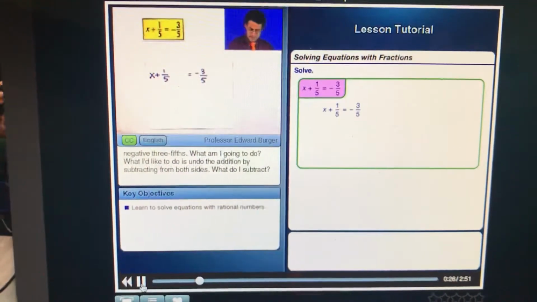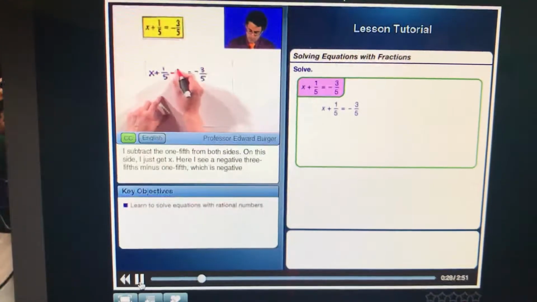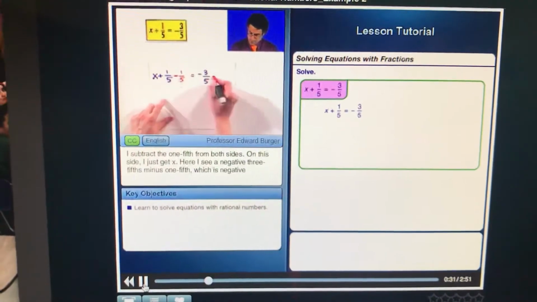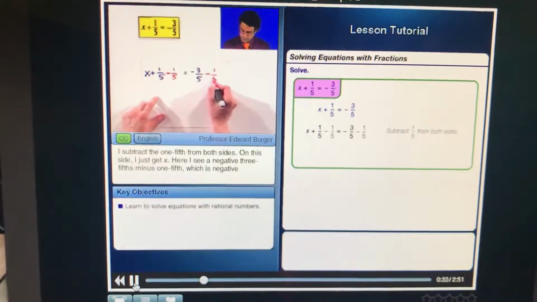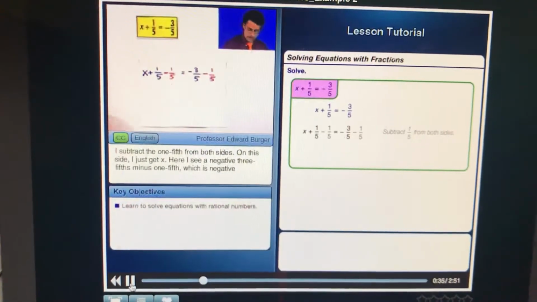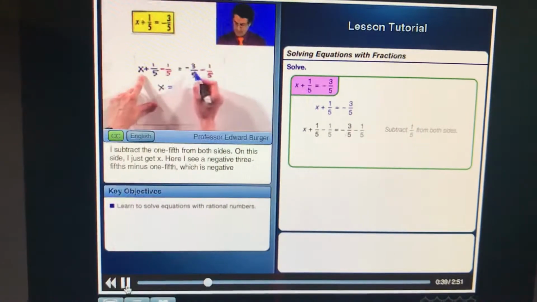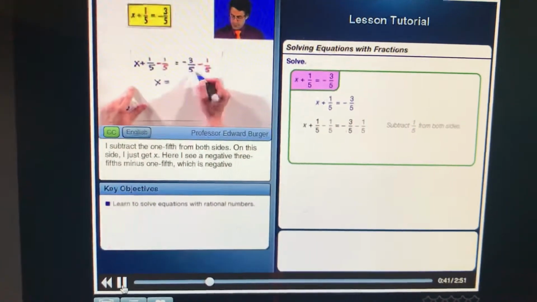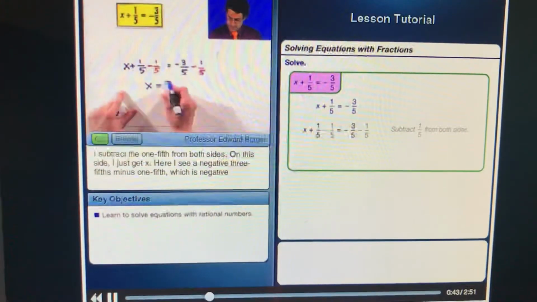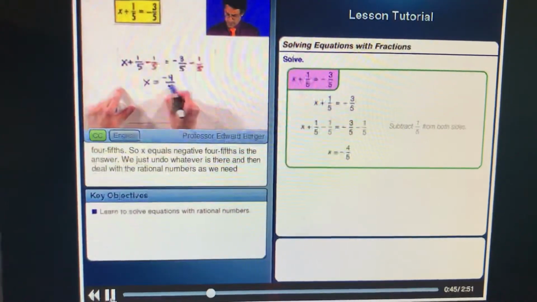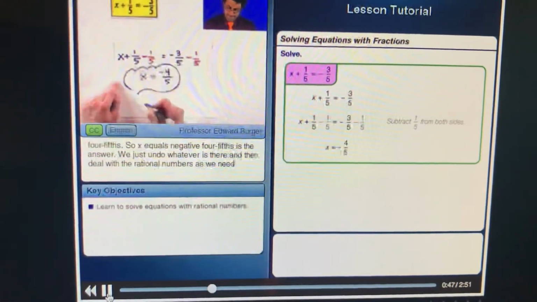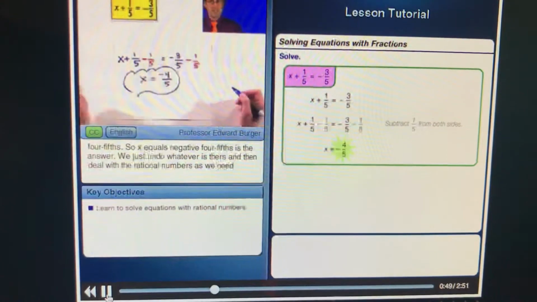And what do I subtract? I subtract the 1/5 from both sides. On this side, I just get x because this produces a 0. And here I see a negative 3/5 minus 1/5. That's going to be negative 4/5. So x equals negative 4/5 is the answer.